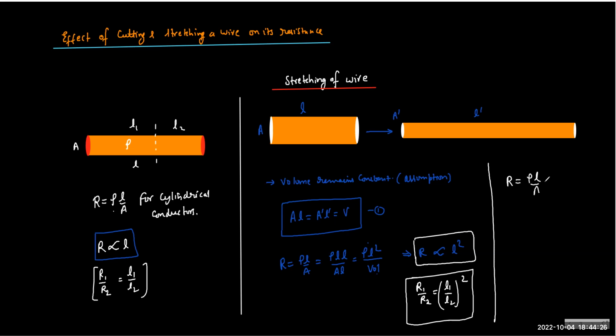So this formula we can again write as rho AL by A square also. That's very interesting. So R equals rho into volume upon A square, which means R is inversely proportional to the cross-sectional area square.